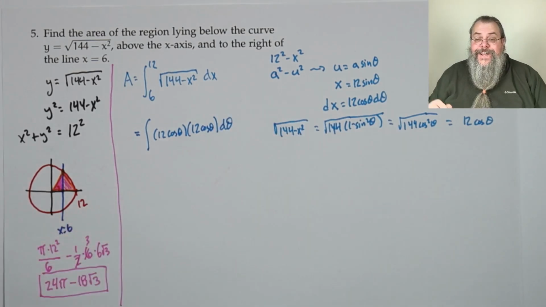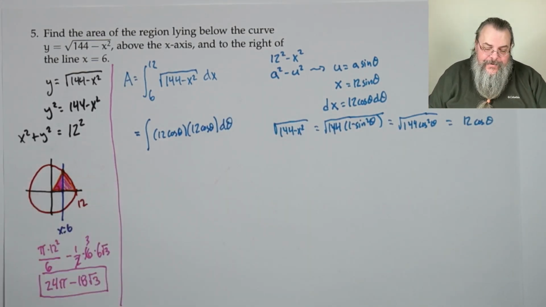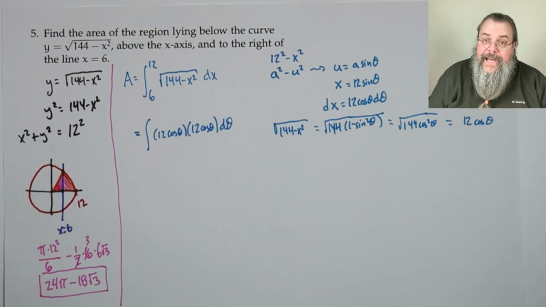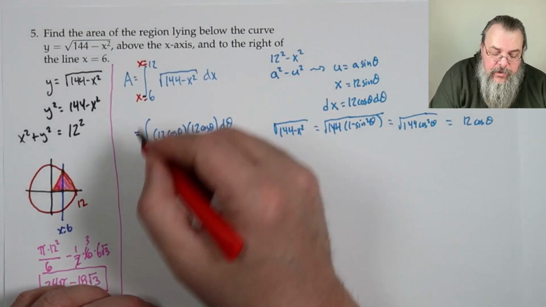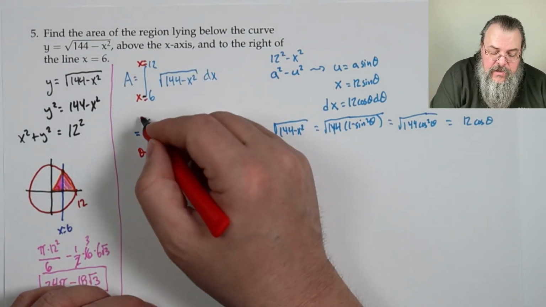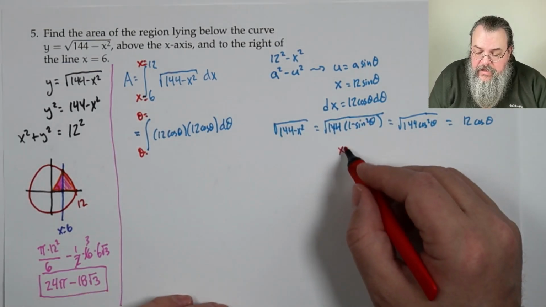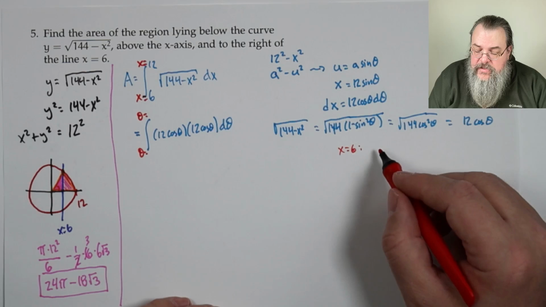All right. And now the bounds. Yes, don't forget the bounds. You see, these bounds from 6 to 12, these are x bounds. We don't want x bounds. We want theta bounds. So we have to update. All right, so when x equals 6, well, what does that tell us?